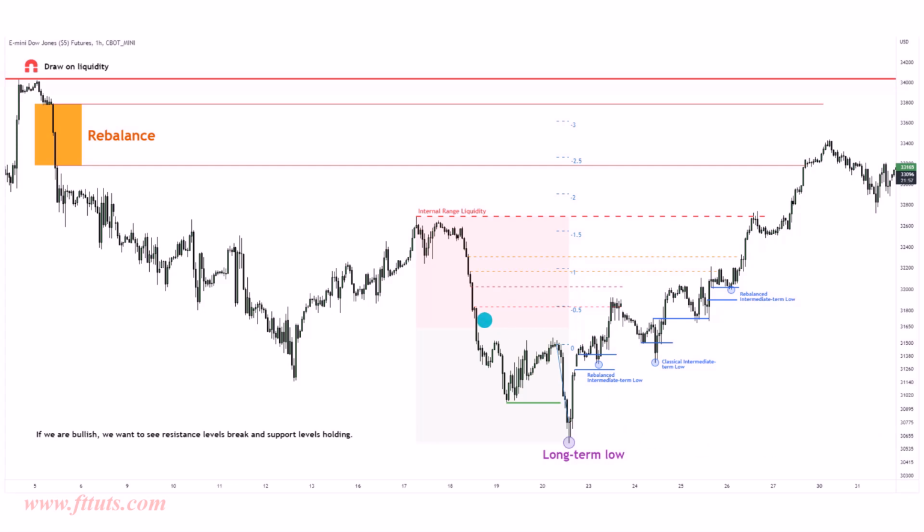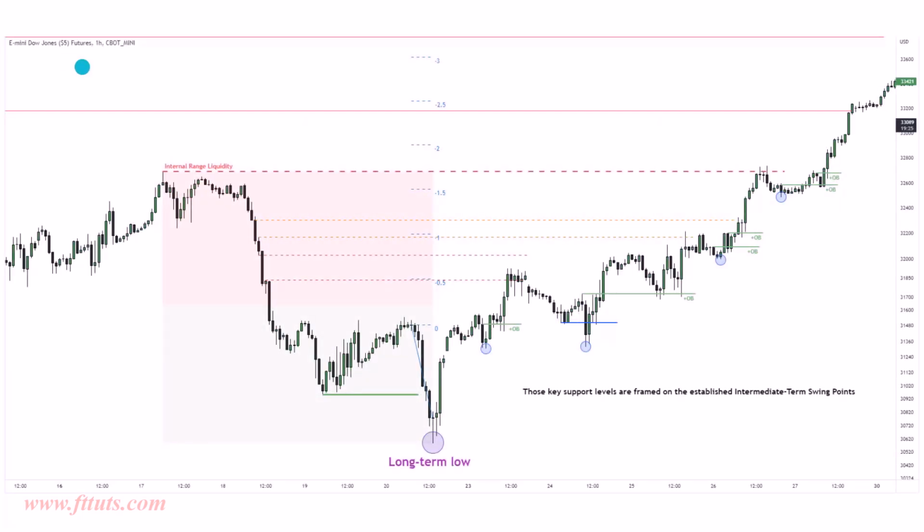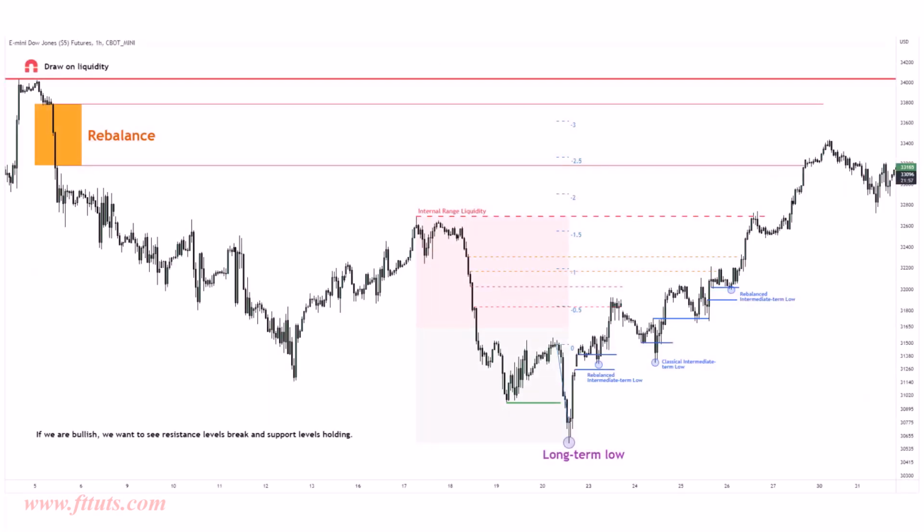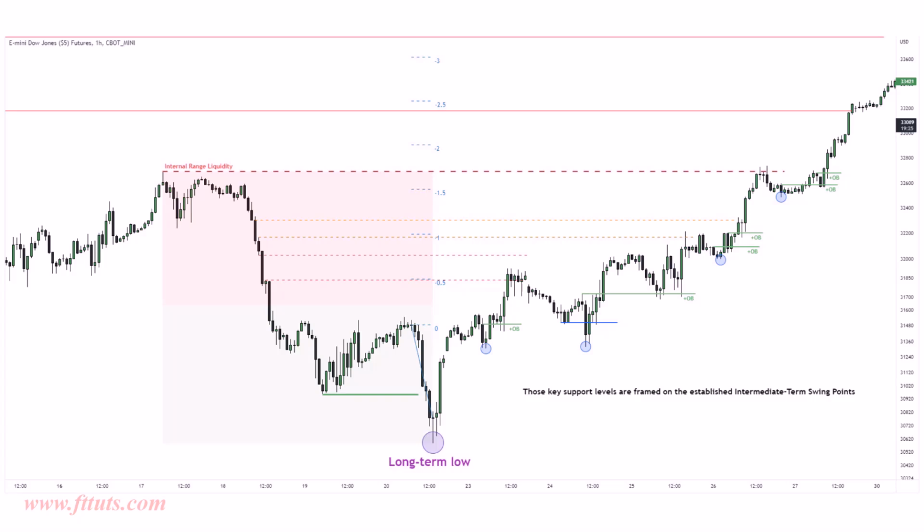Resistance levels breaking, fair value gap, swing projection. All right, it's a target, but we're gonna expect it to break in the future. Same thing here, same thing here. Why? Because we need to trade towards these higher points, framed on a long-term perspective. Those key support levels are framed on the established intermediate term swing points. Okay, so when we're looking at institutional order flow and we want to study if support levels are holding, well, those support levels are framed on intermediate term low swing points.